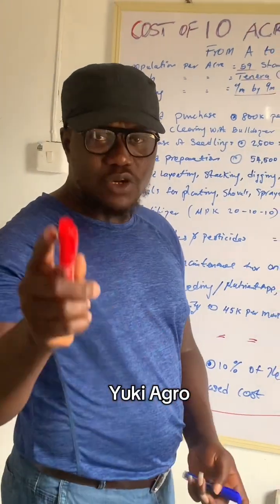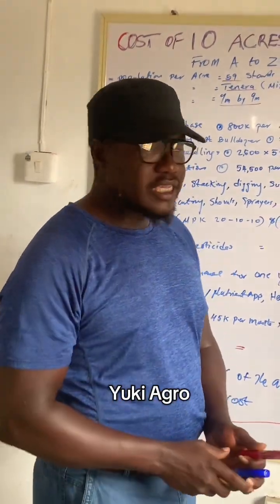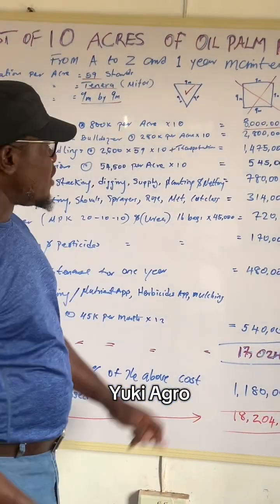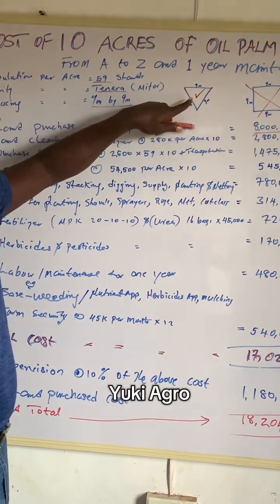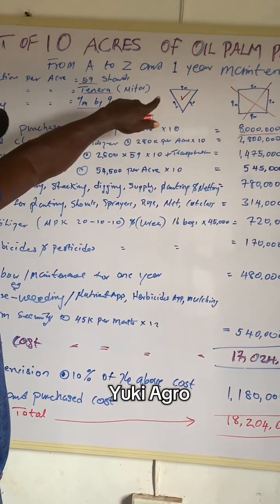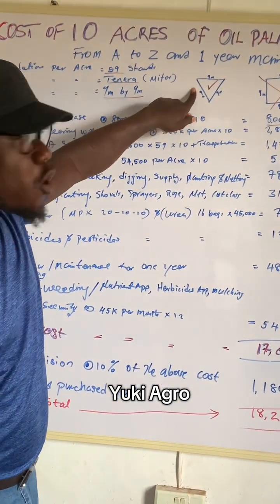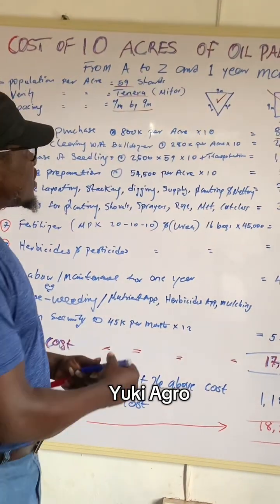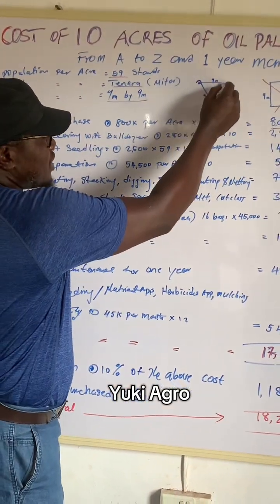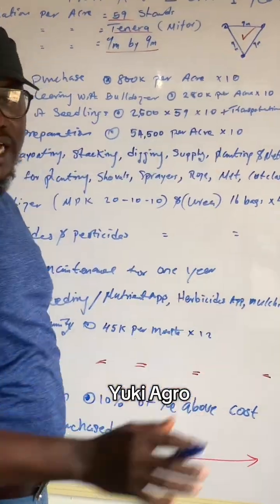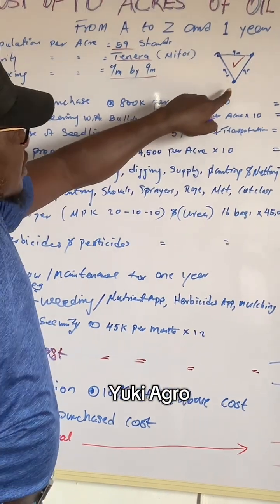Then one basic information that I must not leave out here is the standard of establishing a palm oil plantation. If you see, this is the triangular form of establishing your field. When you want to lay out your plantation, you must go with triangular form, which means one stand will be here, another stand here, another stand here, okay? Then in between, there are 9 meters. That is the standard way.